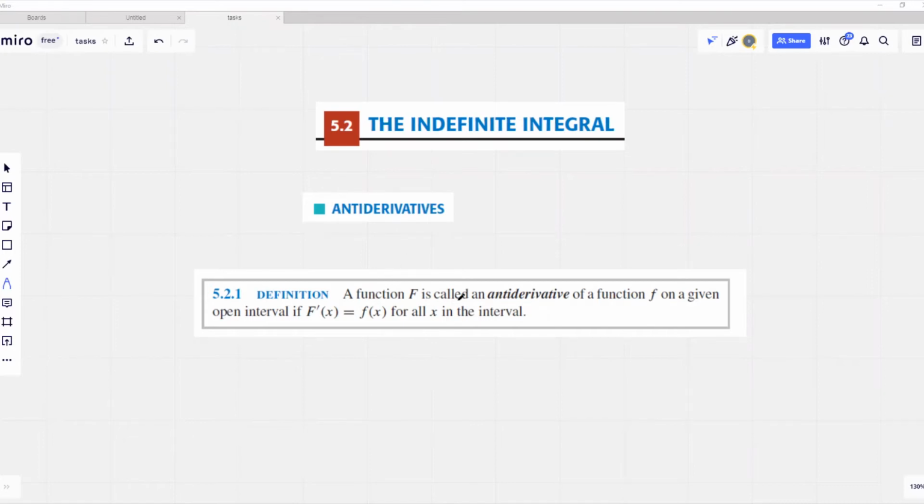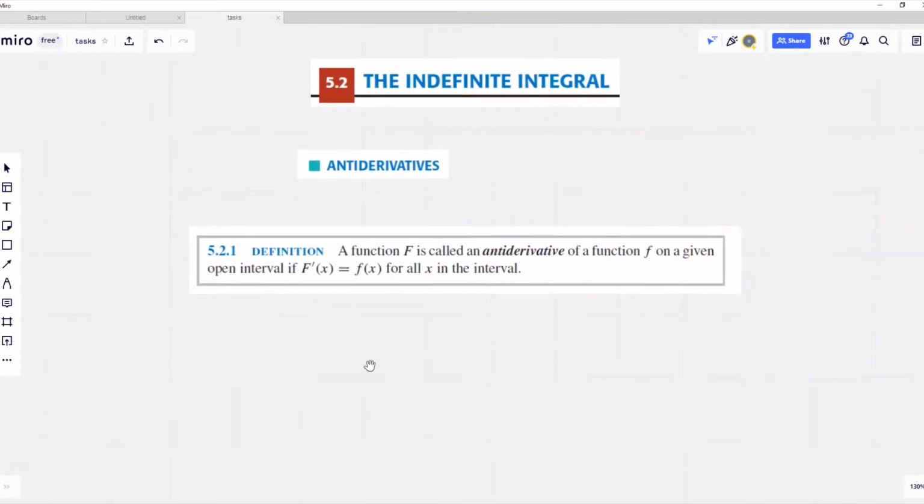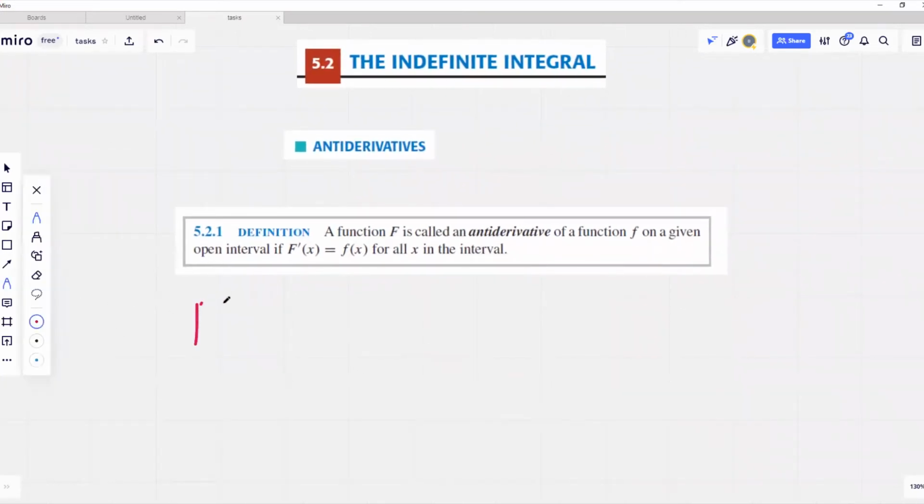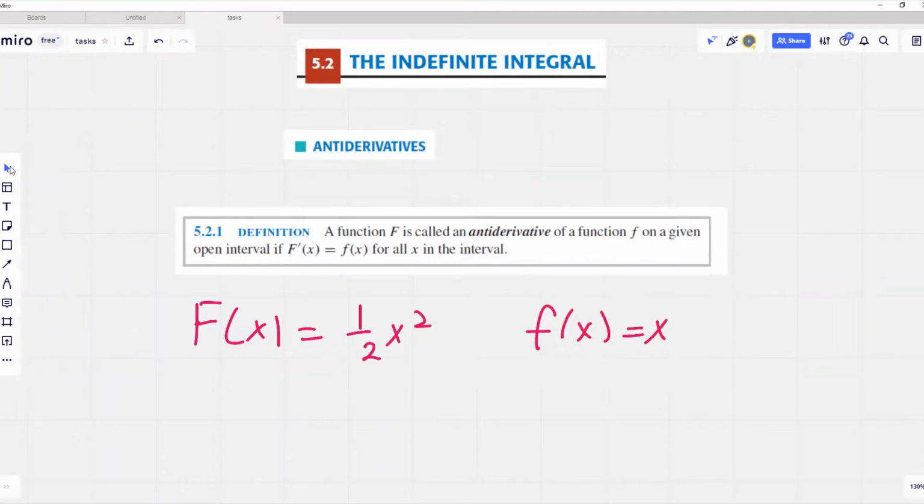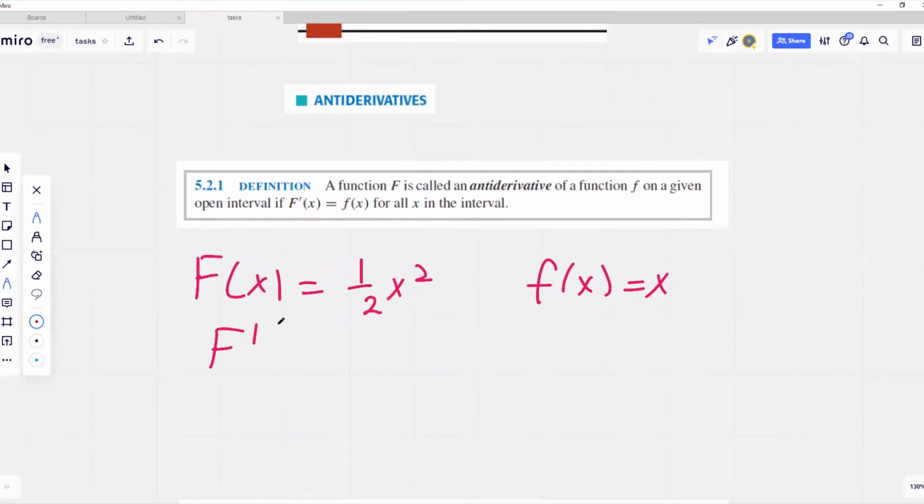A function big F is called an antiderivative of function f on a given open interval if the derivative of big F(x) is equal to small f(x) for all x in the interval. So for instance, big F(x) equal to 1/2 x squared is an antiderivative of f(x) equal to x, since if you take the derivative of big F(x), it is equal to 1/2 multiplied by 2x, so it is equal to x, equal to f(x).